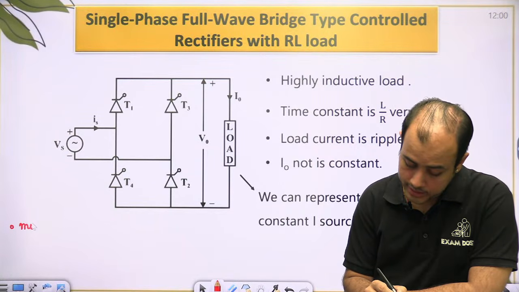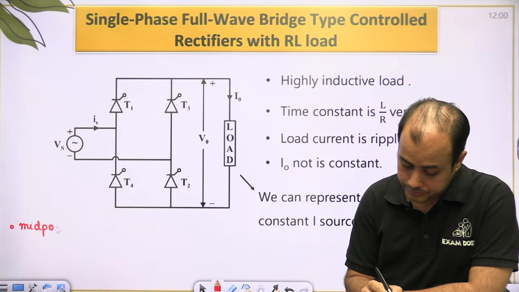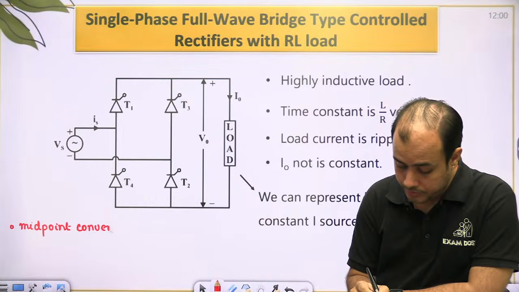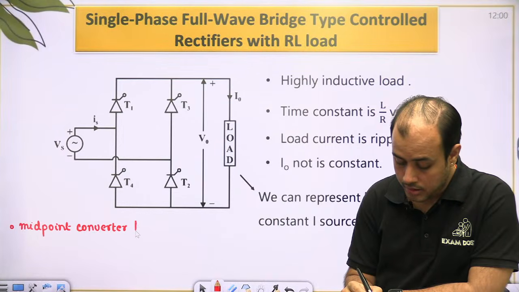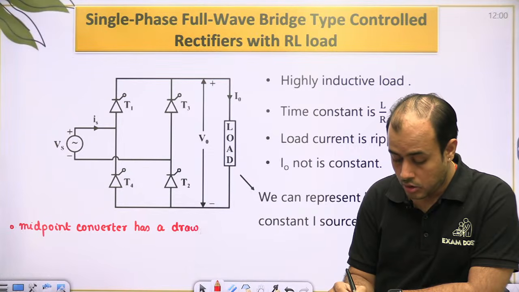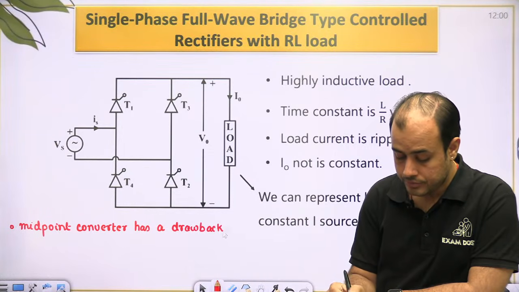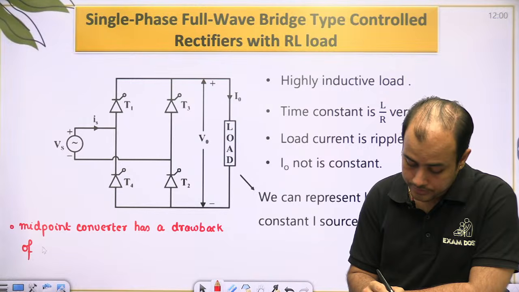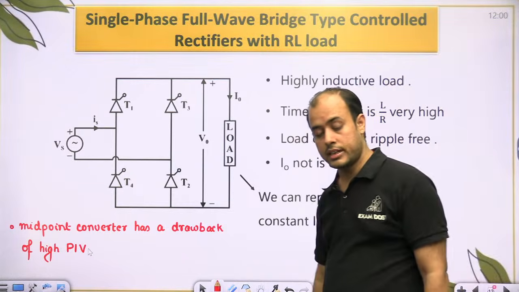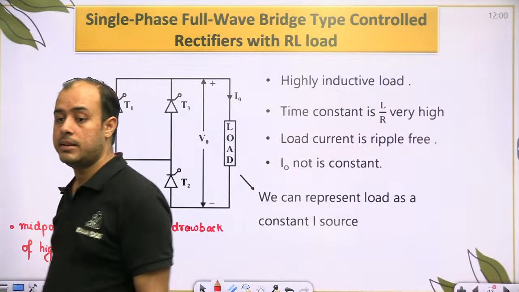So the midpoint converter has a drawback of high PIV. Okay? The midpoint converter has a drawback of high PIV.